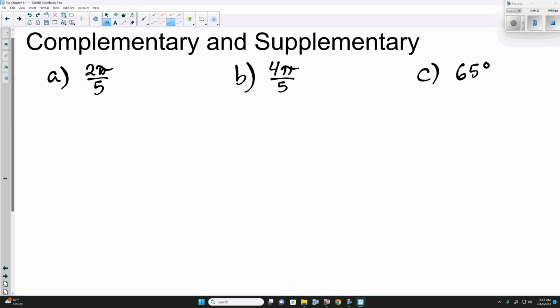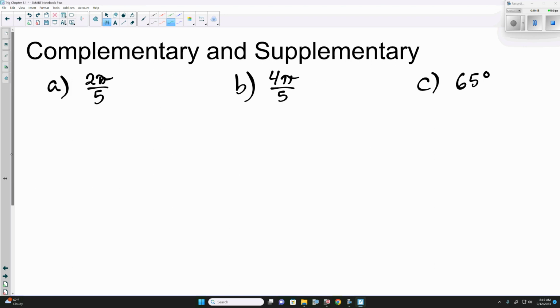Complementary and supplementary angles. Because coterminal angles is something new you haven't done before. Complementary and supplementary angles is not new, because we've covered these in geometry. Complementary angles add together to be 90 degrees. Supplementary angles add up to be 180. In terms of radians, complementary angles add up to be pi over 2. Supplementary angles add up to be pi.